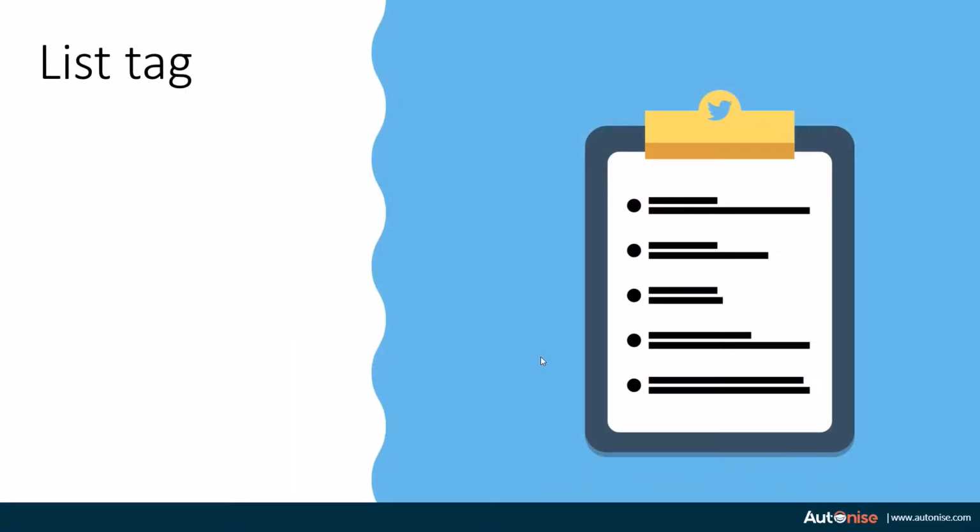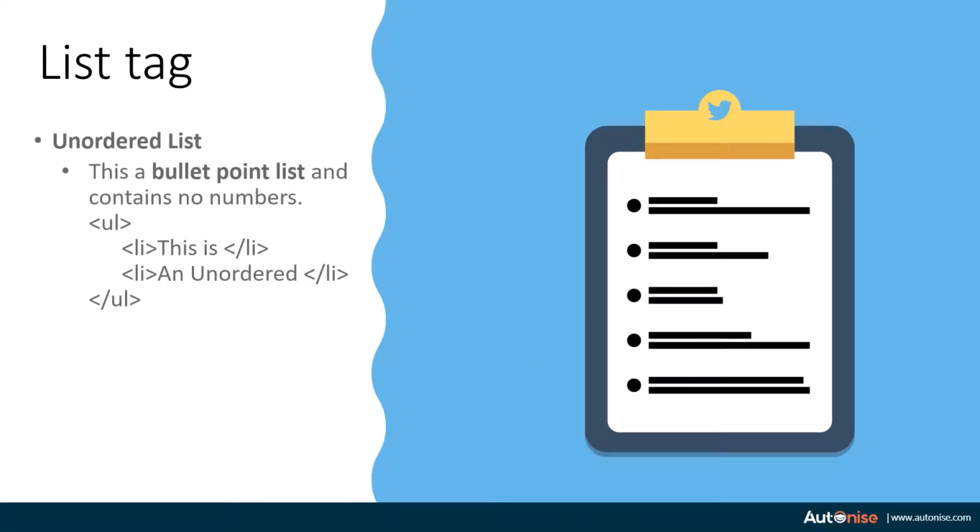Next, let's have a look at the list tag. As the name suggests, the list tag is used to create a list. There are multiple kinds of lists which you can create. First is the unordered list. An unordered list will have just bullet points and will not contain any numbers.